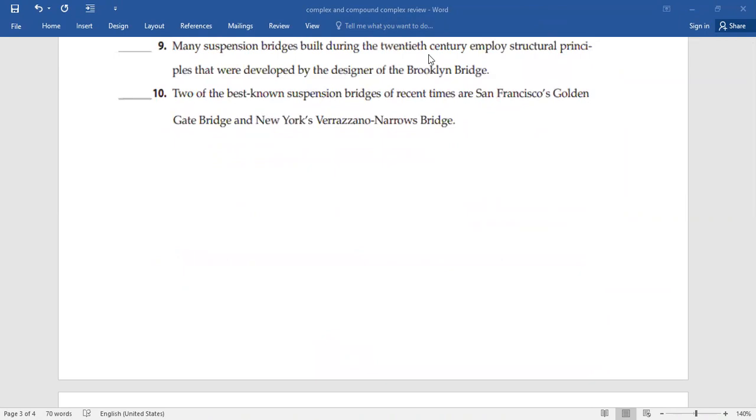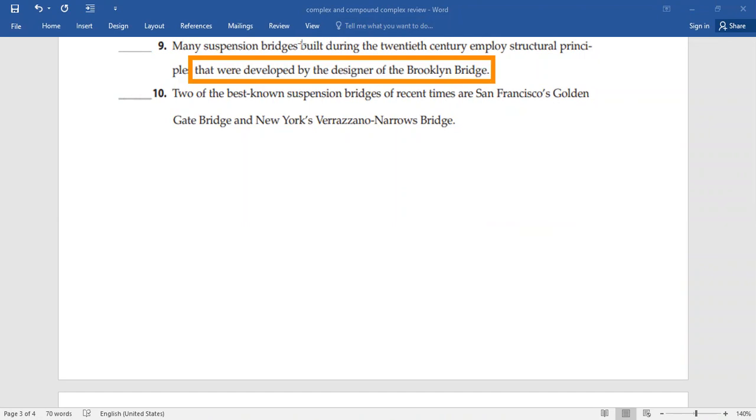Many suspension bridges built during the 20th century employ structural principles that were developed by the designer of the Brooklyn Bridge. One subordinate clause is that were developed by the designer of the Brooklyn Bridge. Okay, this is subordinate, and we agreed that we're going to put the subordinate in a box. That were developed by the designer of the Brooklyn Bridge. This is a subordinate clause.